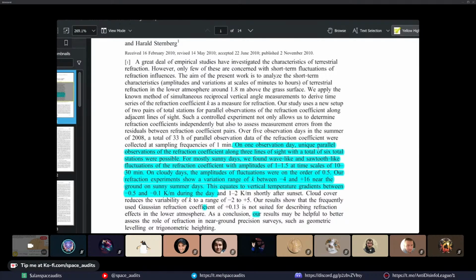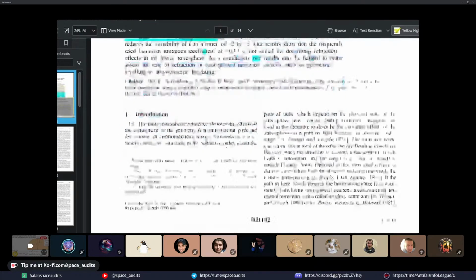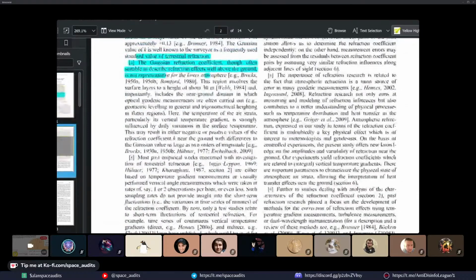And they went out and took unique parallel observations to test the refraction coefficient along 3 lines of sight with a total of 6 stations. They took their fluctuations and amplitudes and went back and forth and took many readings. And they pretty much discovered that their refraction coefficient can vary on a regular day anywhere between -4 and +16. That's a huge amount. This equates to a ridiculous amount of leeway.